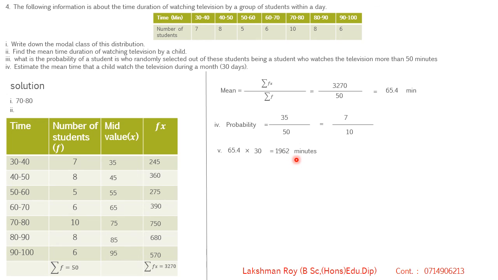1962 minutes. This is in minutes, so you can convert it into hours and minutes, because you can't keep this type of big amount in minutes. So divide by 60. This one has how many 60s? It has 32 hours and remaining 42 minutes. So that is the mean time watching television during a month.